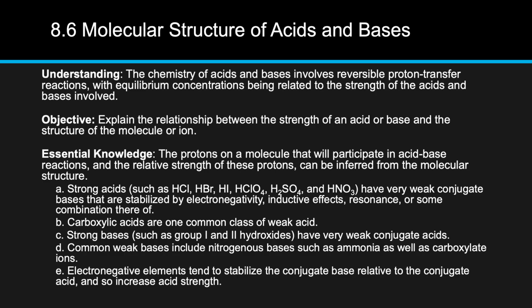Strong acids have very weak, highly stabilized conjugate bases due to factors like electronegativity, resonance, and inductive effects. Strong bases have very weak conjugate acids. Common weak acids that we're going to talk about today are carboxylic acids, and common weak bases are going to be nitrogenous bases like ammonia and carboxylate ions. Overall, the key idea is that the greater stabilization of the conjugate base increases acid strength, and this stabilization can be predicted by analyzing the structure of the molecule.